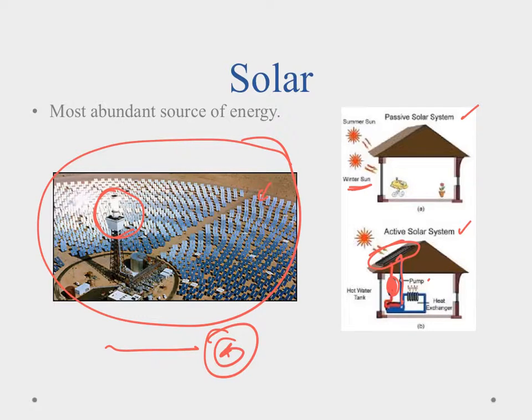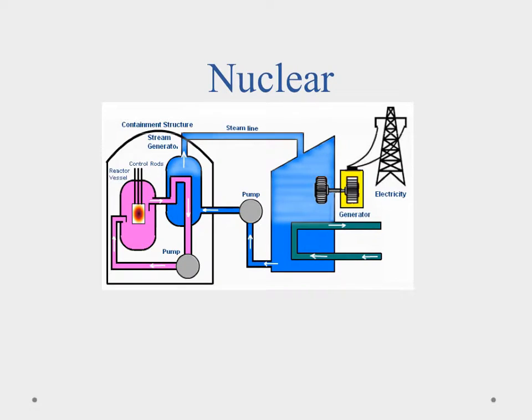So it's a different kind of way of using the solar energy, and we're still able to produce electricity from it. Nuclear is another promising one because we can get a lot of energy from a small little set of nuclear material. If we notice here, we have our reactor, and what we're doing is we're able to put this down and that generates heat.